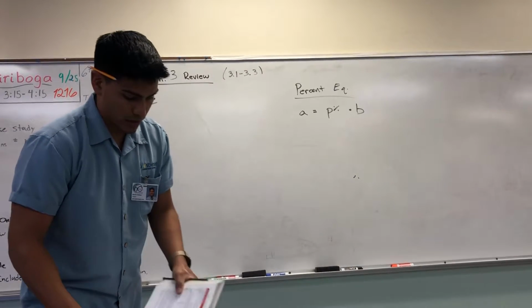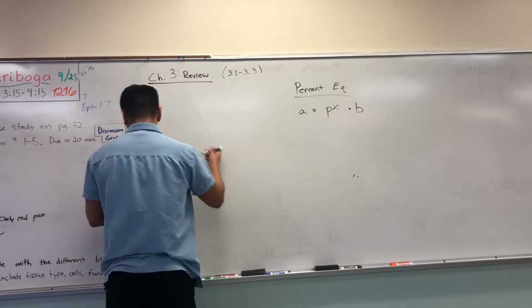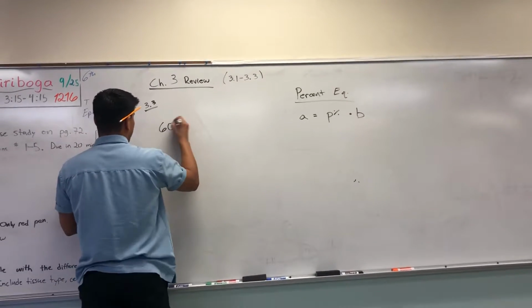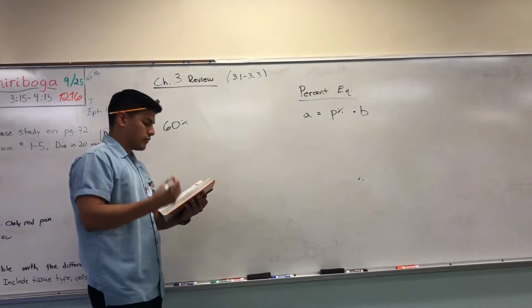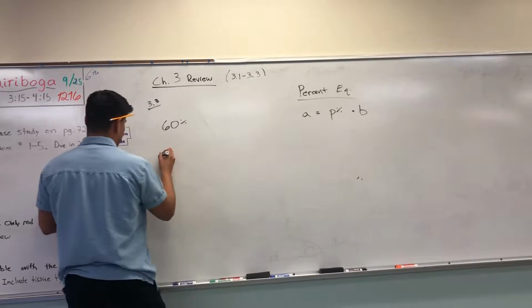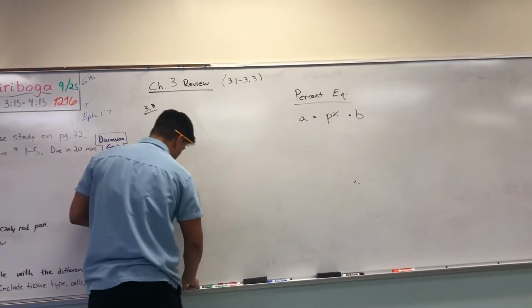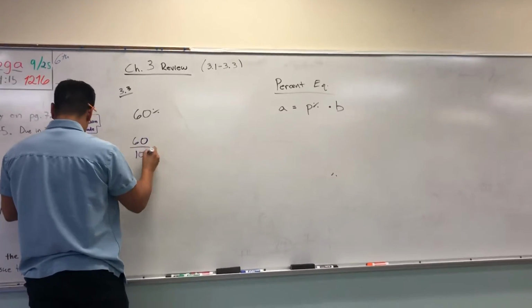So if you look at number 47, you have a table and you have to fill in the rest of that table. They give you 60%, and you have to fill out the parts out of 100, the decimal version, and the fraction. Okay, remember that percent means per 100, so it's out of 100. 60% will give you 60 out of 100.